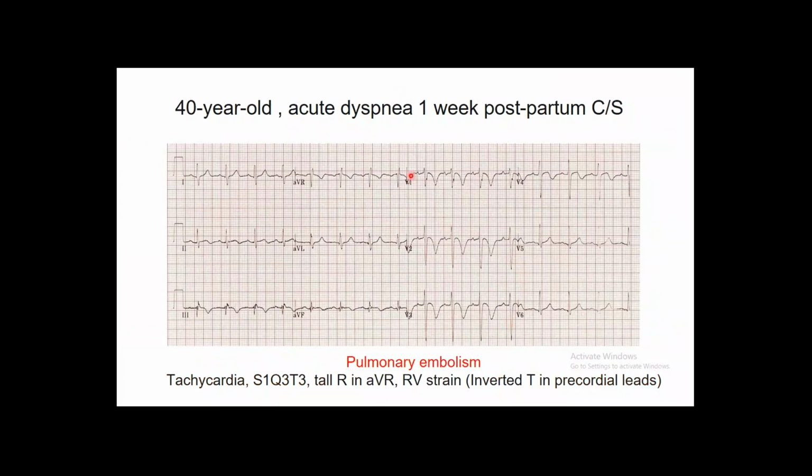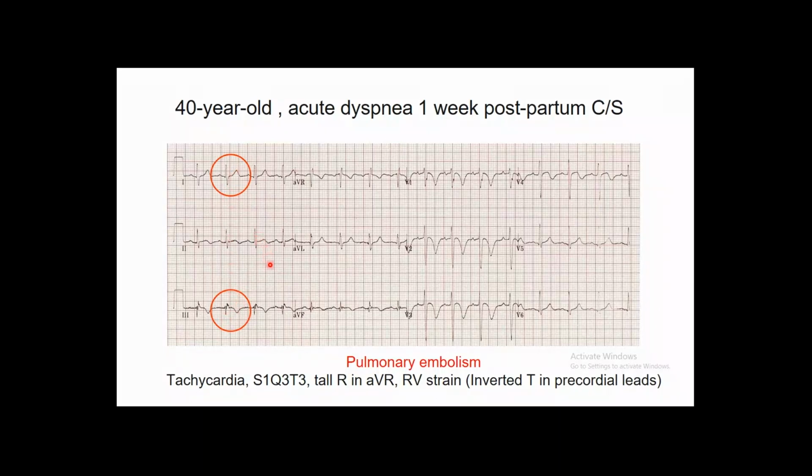Finally, a different scenario: we have a 40-year-old female patient presenting with acute shortness of breath 1 week after cesarean section. This scenario is a scenario of pulmonary embolism. So what are the signs of pulmonary embolism that might be striking in the ECG? In pulmonary embolism, there is what is called the S1Q3T3 sign. That means we have a deep S wave in lead 1, a Q wave and an inverted T in lead 3. This is called S1Q3T3.